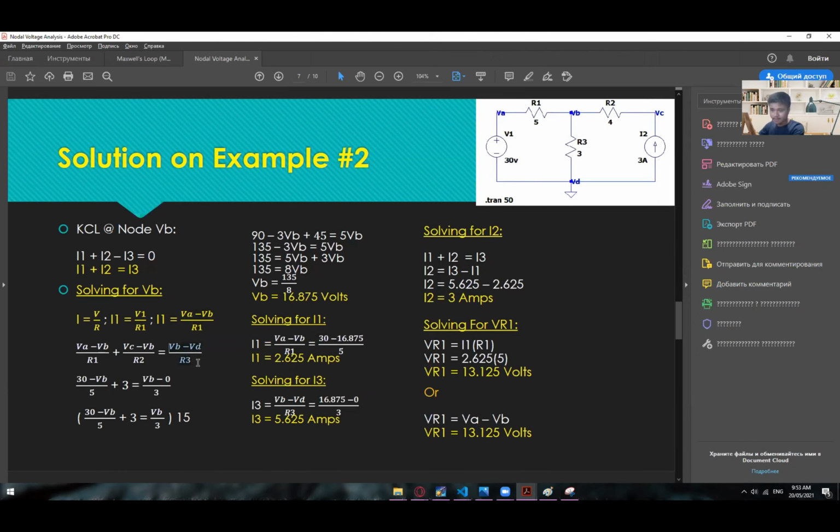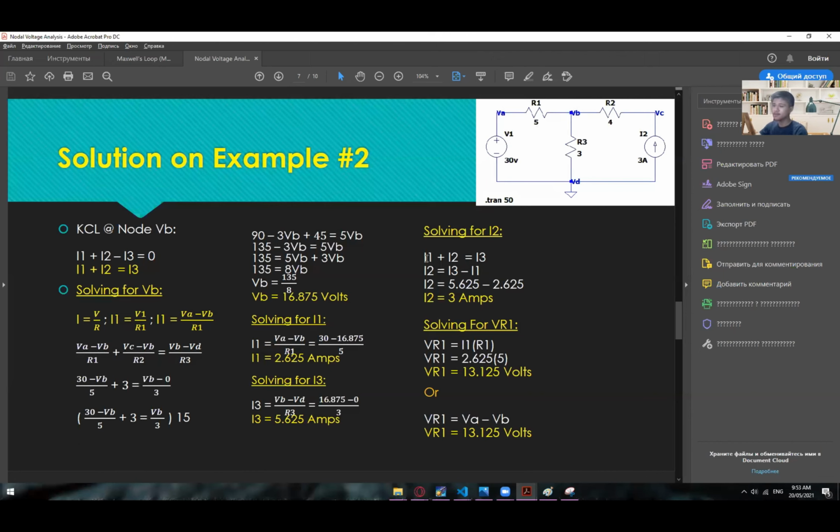And then for the I3, the same concept. So we have this expression right here for the I3: 16.875 minus 0 divided by 3. That is the value of I3, which is 5.625 amps. So the only risky thing in here is if your VB is incorrect, then everything is also incorrect. So just be careful when it comes to solving for the super node voltage in here, which is the VB.